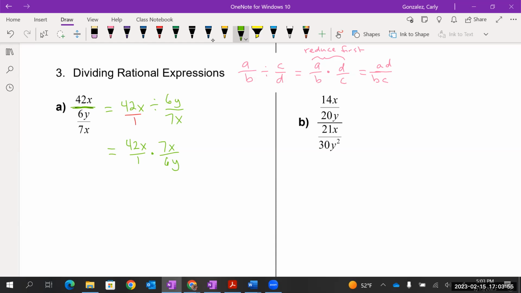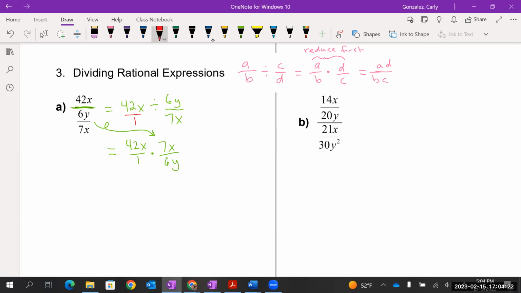Always feel free to go from this original problem and just flip the denominator and multiply. So that's another option, to skip that initial step. However, I find that it's nice to write things in a more familiar way whenever we're in doubt. So here we go. Let's reduce first.